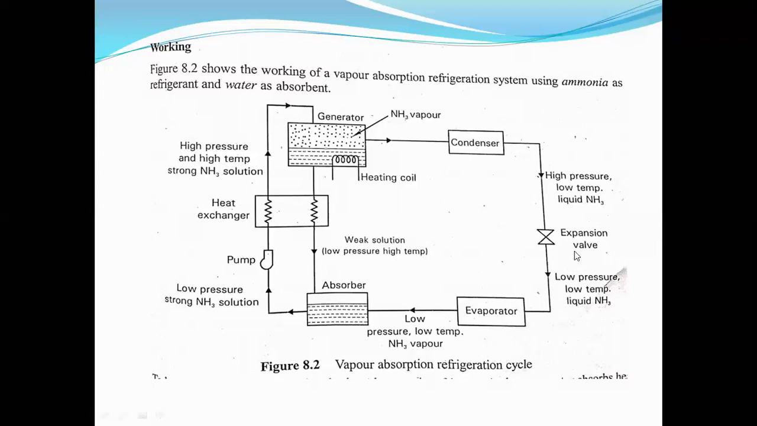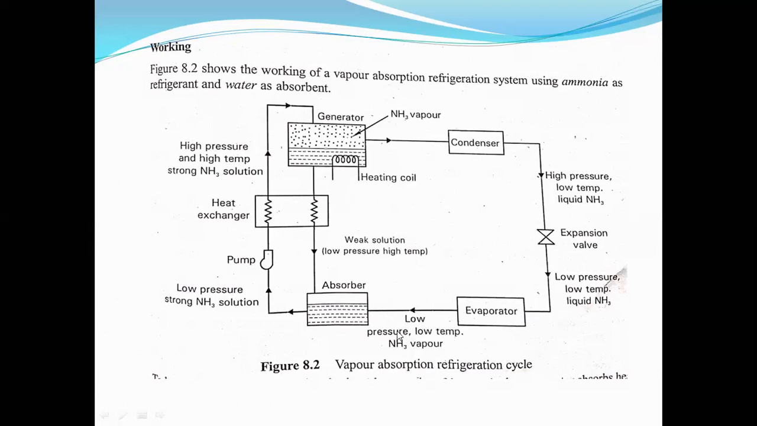Now, what is the condition of the refrigerant after passing through the evaporator? It is low pressure and low temperature ammonia vapor. There is no change in condition; the pressure and temperature remain the same, only the phase changes. That is, liquid ammonia is converted into vapor ammonia after passing through the evaporator. This is how the change of phase takes place in the evaporator, and we have low pressure, low temperature ammonia vapor after passing through it.